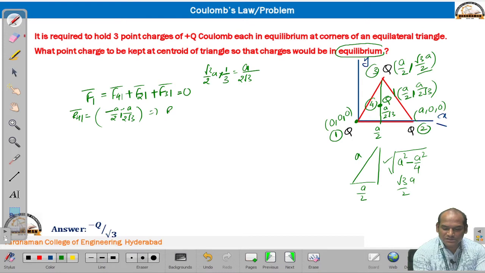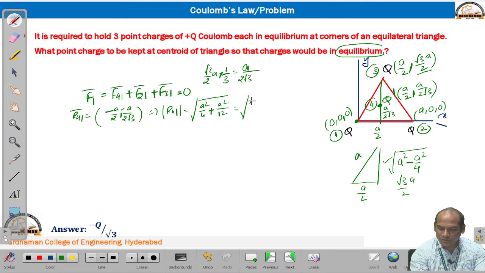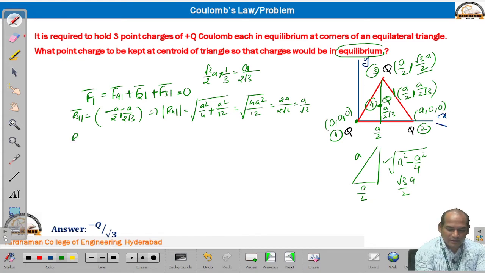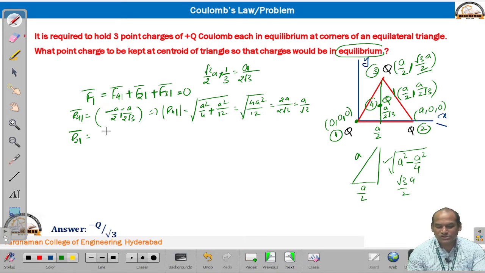What is the magnitude for this one? Magnitude of r41 is equal to square root of a square by 4 plus a square by 4 times 3 is a square by 12. So, it is equal to square root of 4a square by 12 we will get. Okay. So, it is equal to 2a by 2 root 3, that is equal to a by root 3. This is the r41 magnitude. Similarly, r21 bar is equal to, so r21 means position 2 is the source and position 1 is the observation.